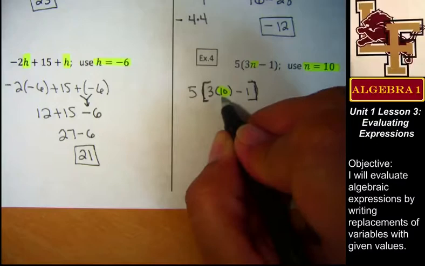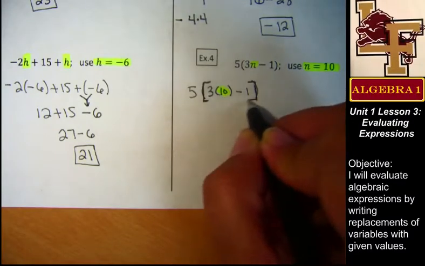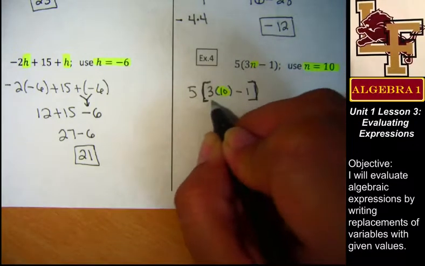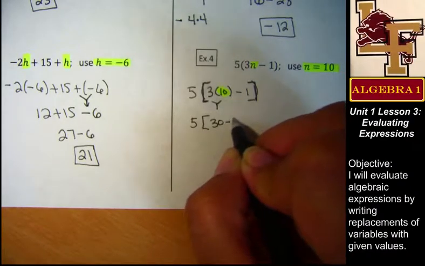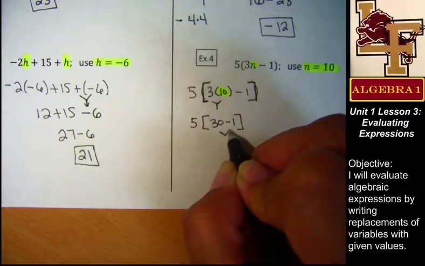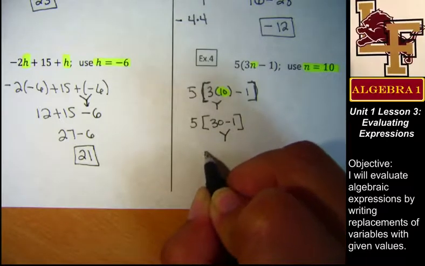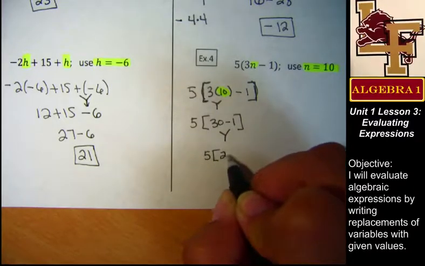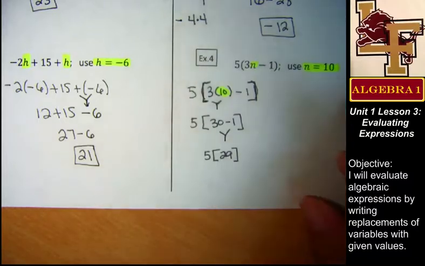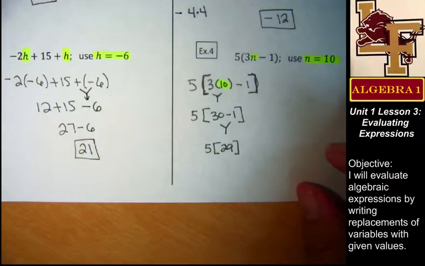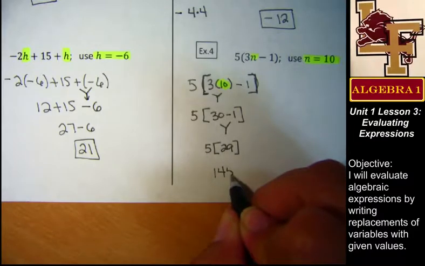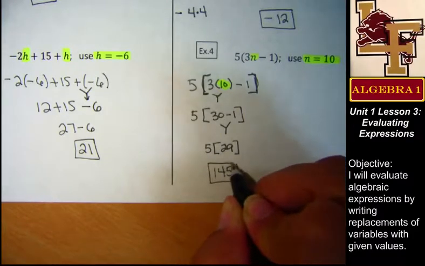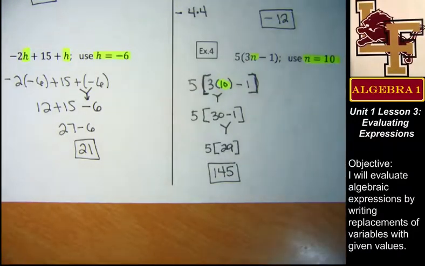All right, looking inside this parentheses, nothing to do, so I'm going to look inside this parentheses. I have multiplication. 30. Yep. Looking inside this parentheses, I've got some subtraction. And 5 times 29 is? 145. Thank you. I'd have to count by 5s 29 times to do that.